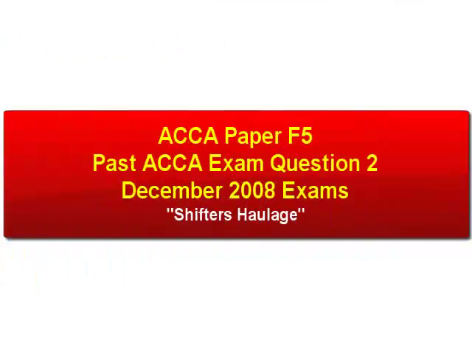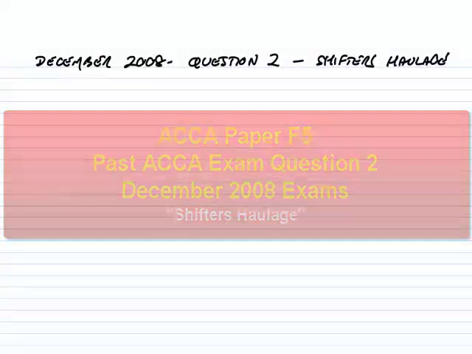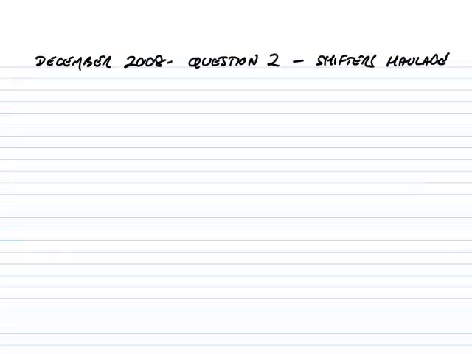Okay, we're going to go through question 2 from the December 2008 paper F5 exam, which is called Shifters Haulage. So make sure you've got a copy of the question in front of you, either from a revision kit or preferably downloaded from the ACCA website.